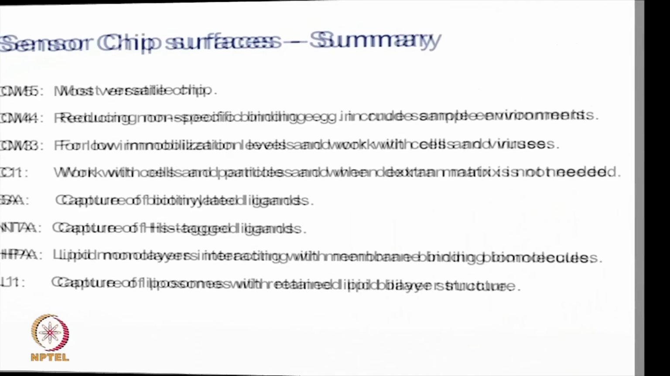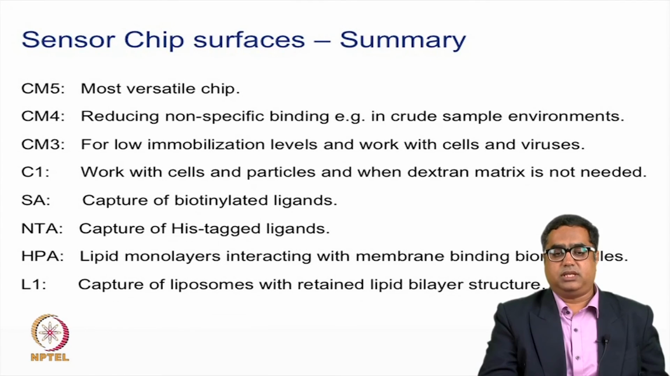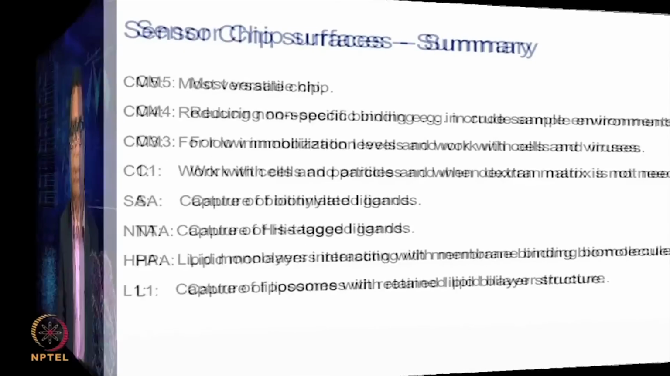The summary of the different chips as we just went through: CM5, CM4, CM3, C1, SA, NTA, HPA, L1 are the different kinds of chips that are available for studying the different interactions. So, it is very important for us to identify what the functional groups present on our ligand are and how well we could immobilize our molecule on the different varieties of chips.